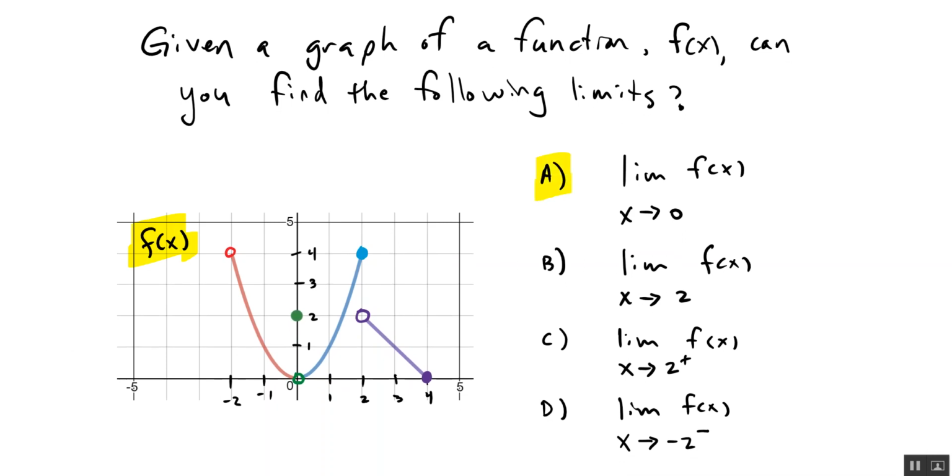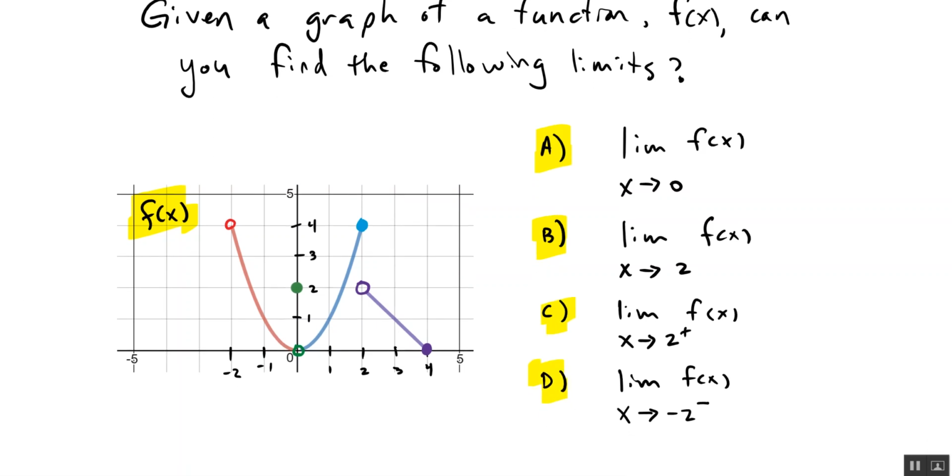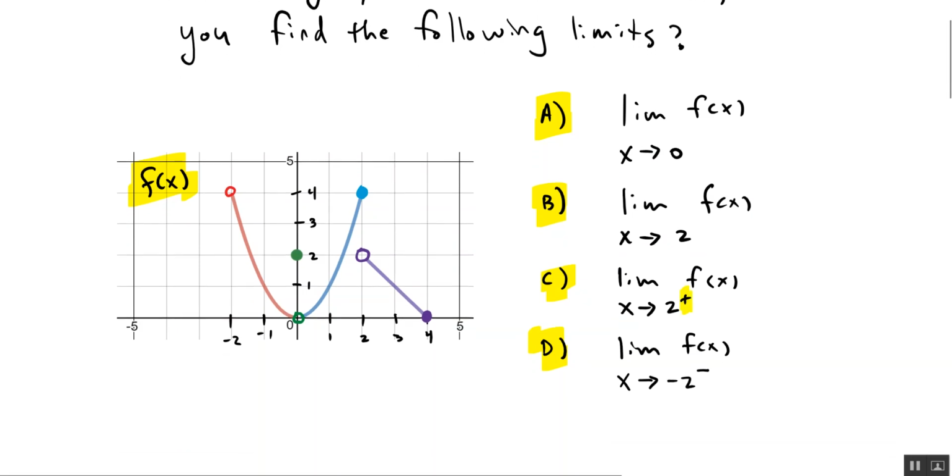We have four limits here. We have a, b, c, and d. A is the limit of f as x approaches 0. B is the limit of f as x approaches 2. C is the limit of f as x approaches 2 from the positive. And D is the limit of f as x approaches negative 2 from the negative side. So let's check things out.